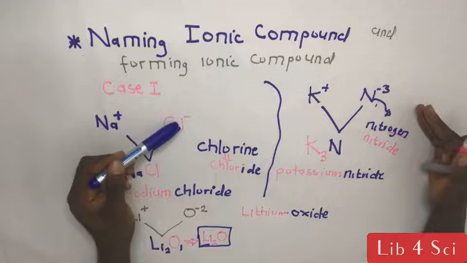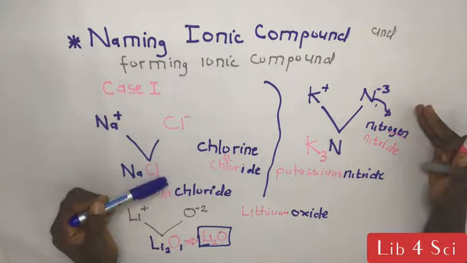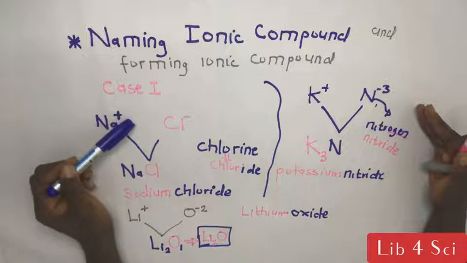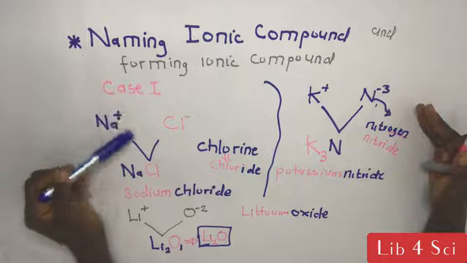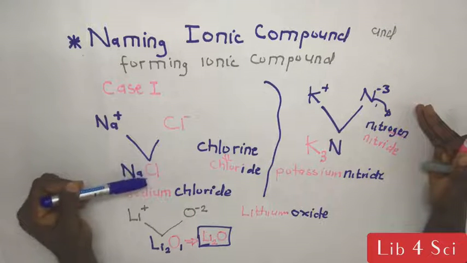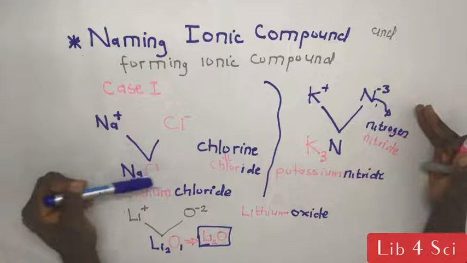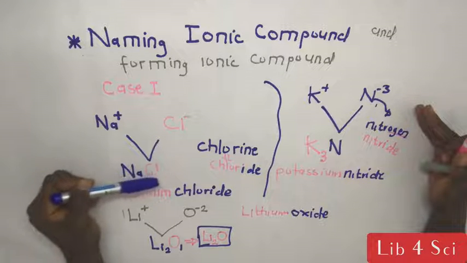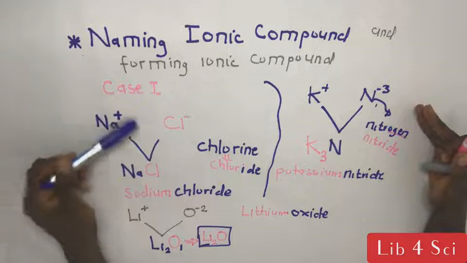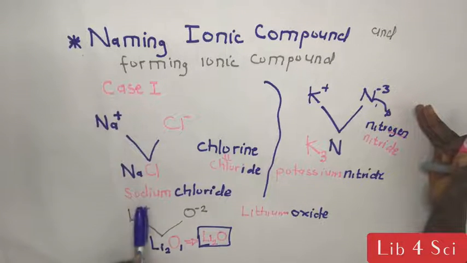Then we bring the next element, which is chlorine. The number that is supposed to go as a subscript here is attached to the charge of the cation, and that number is 1. So you see that when it is 1, it is understood to be 1, so there is no need to write the number 1 there. To name this compound, the first thing is I give the name of the metal. The name of the metal is what?